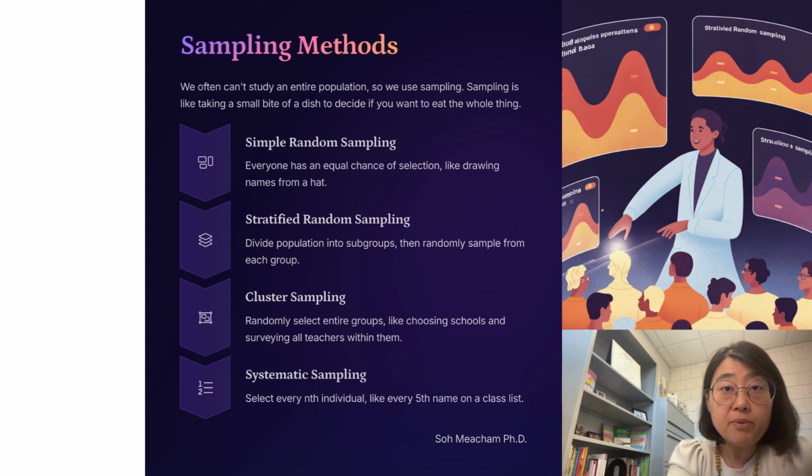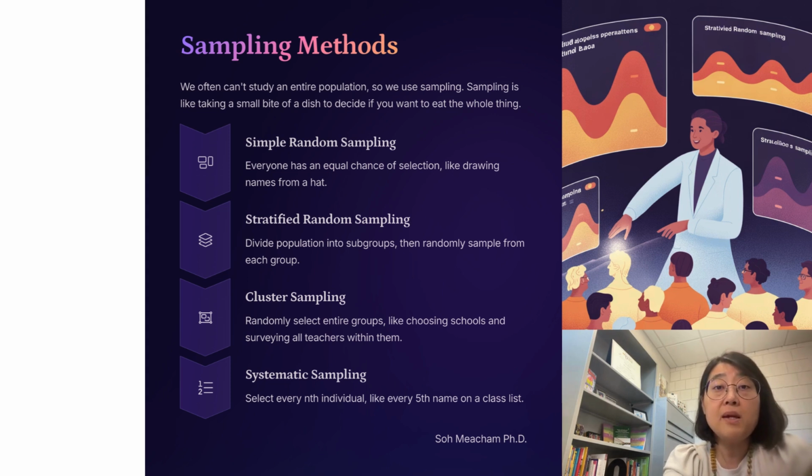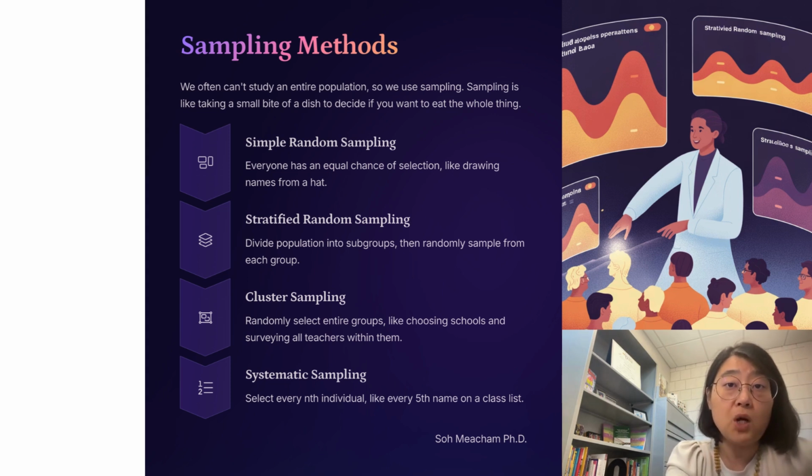Stratified random sampling involves dividing the population into subgroups and then randomly drawing samples from each group. Say you want to make sure your sample has equal numbers of male and female teachers. You would divide the teachers into male and female groups and then randomly select from each group. It's like making sure you have equal scoops of chocolate and vanilla ice cream.